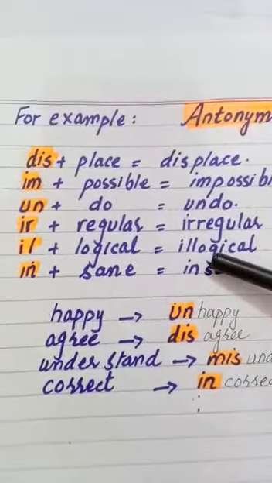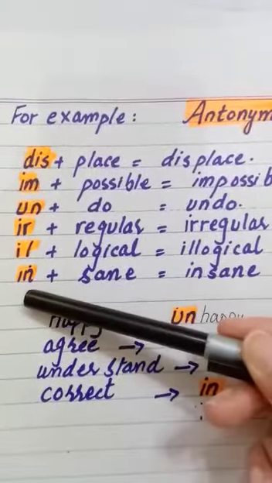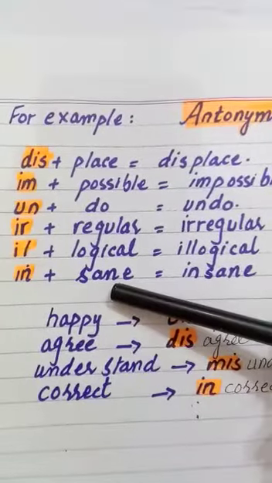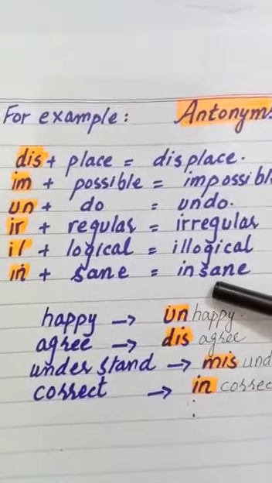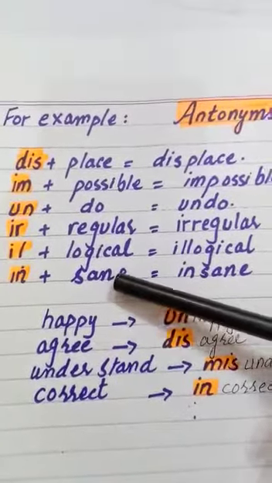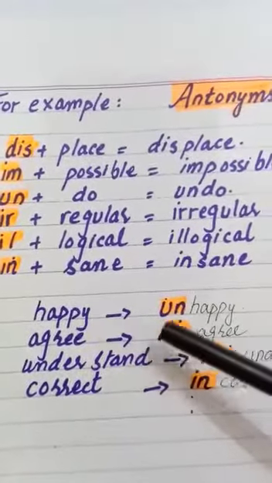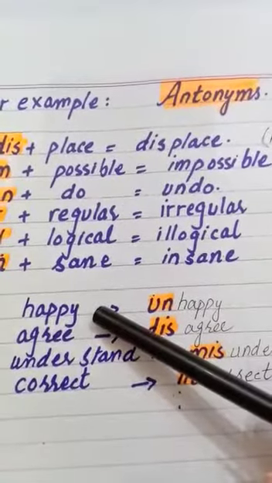Logical, illogical. Similarly, in plus sane. In is a prefix, sane is a word, and when we put them together, it becomes insane. And insane is the opposite or antonym of sane. Similarly, happy. When we put un with that, it becomes unhappy. Unhappy is the antonym of happy.